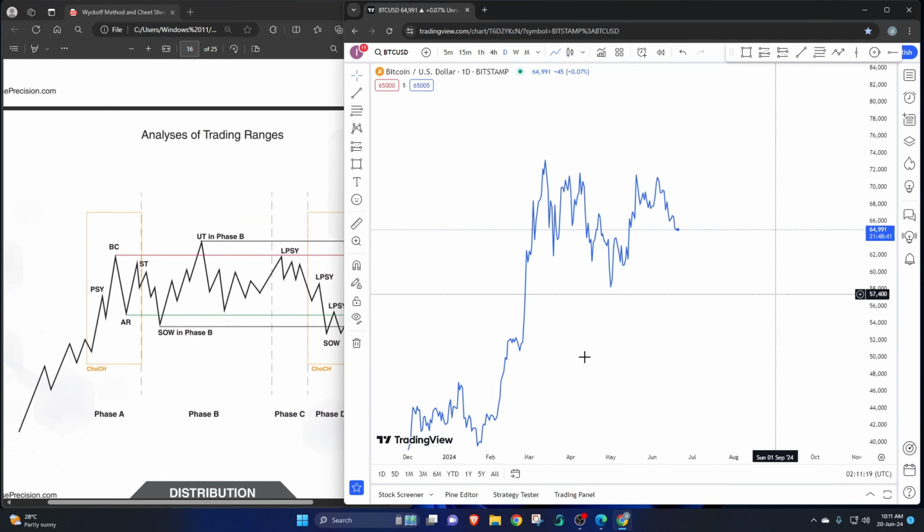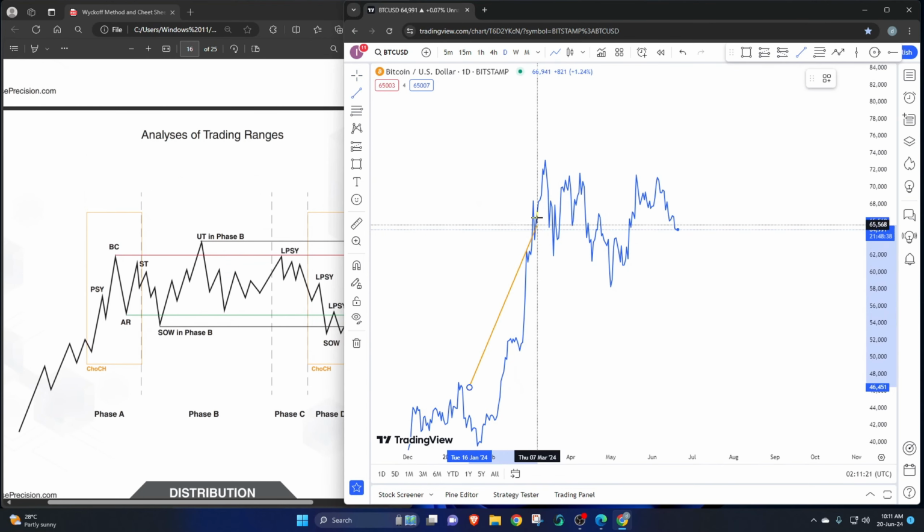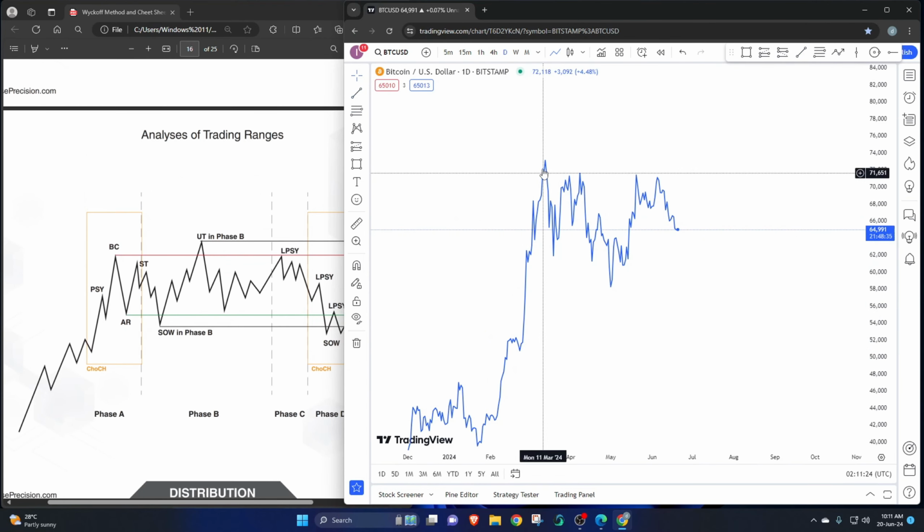So a markup just happened, and now we are currently ranging. We're currently in the distribution phase. The first peak happened before the halving, which is known as the BC. As you can see, in phase A, after the first peak, there will be some correction followed by a drop, a new low, which is known as SOW.